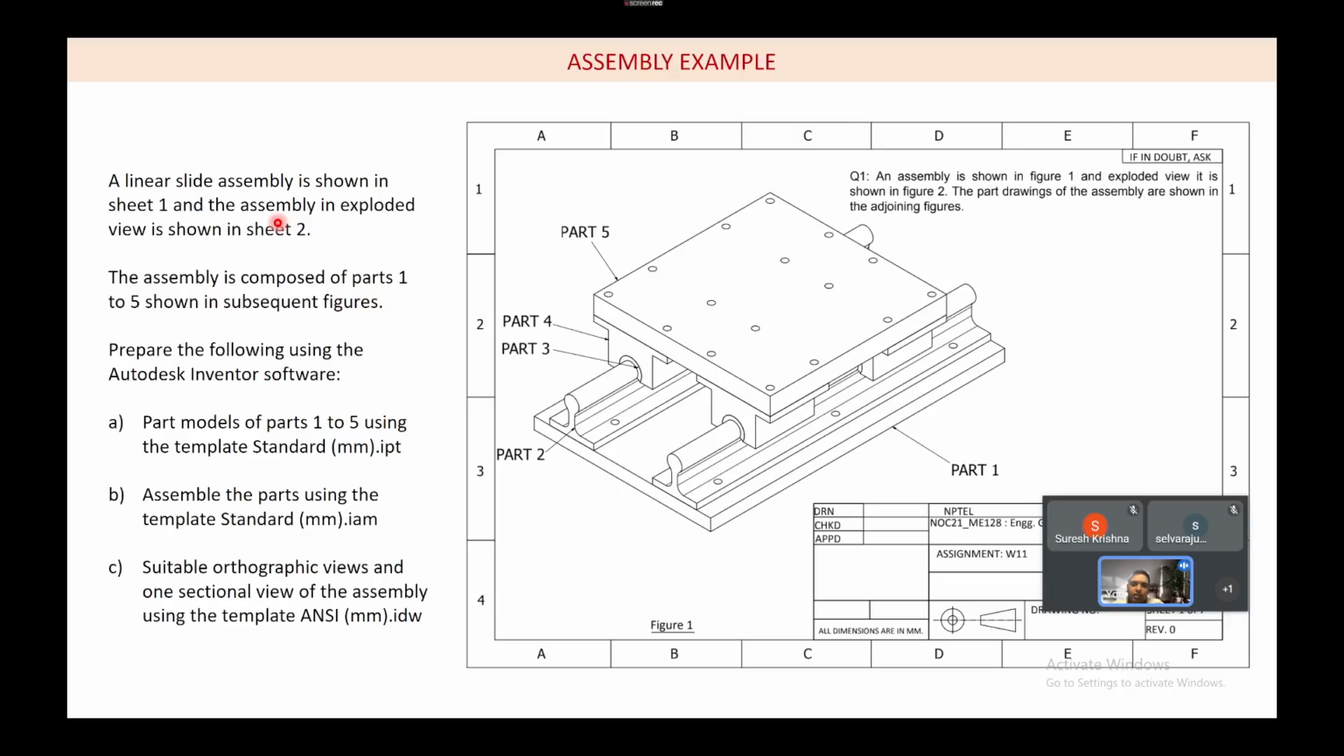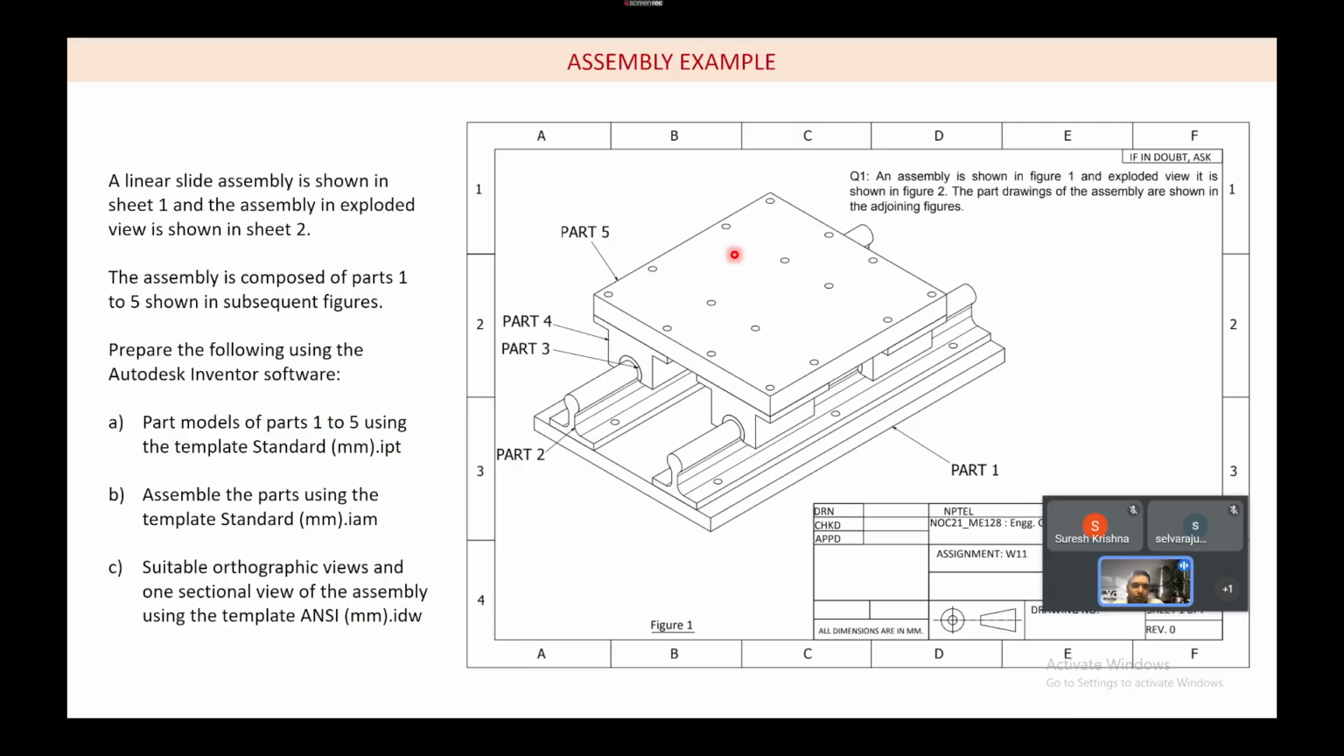you can see the different components exploded, and how they are assembled is shown. As seen here, the assembly is composed of parts 1 to 5 shown in the subsequent figures. Here you can see the part 1 diagram, part 2, then part 3 and part 4, and here part 5.